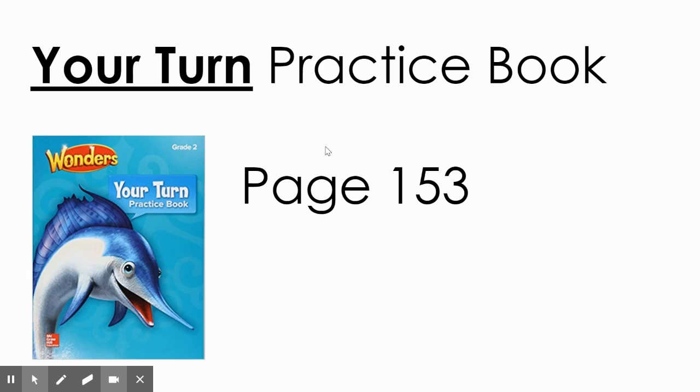To complete this assignment, you will need your turn practice book, page 153. So go ahead and get that out now. Press pause if you need to and play again when you are ready.